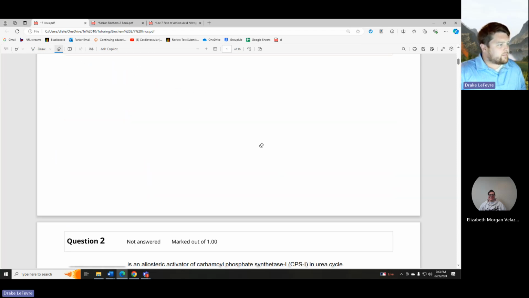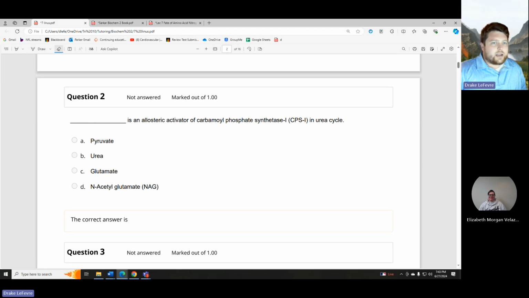Okay. Next question. Blank is an allosteric activator of carbamoyl phosphate synthetase 1, that's CPS1, in the urea cycle. Liz, do you remember what allosteric activator means?